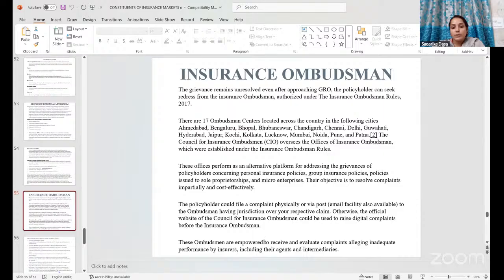These ombudsmen are empowered to receive and evaluate complaints alleging inadequate performance by the insurers, including their agents and intermediaries. Mostly, if an insurance policyholder has any problem with the insurance company, with the agents of insurance companies, or with the intermediaries, we can easily go to the ombudsman. Basically, these ombudsmen are established in order to evaluate complaints regarding insurance companies, intermediaries, and agents.